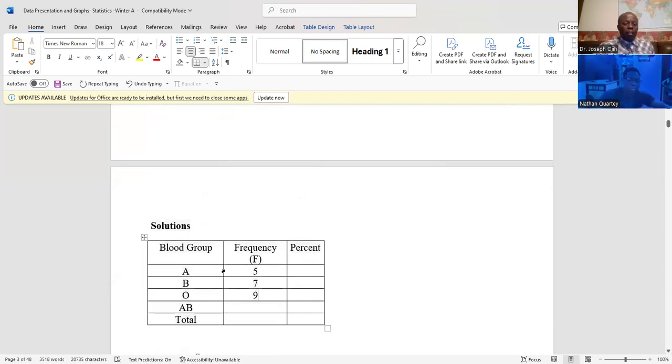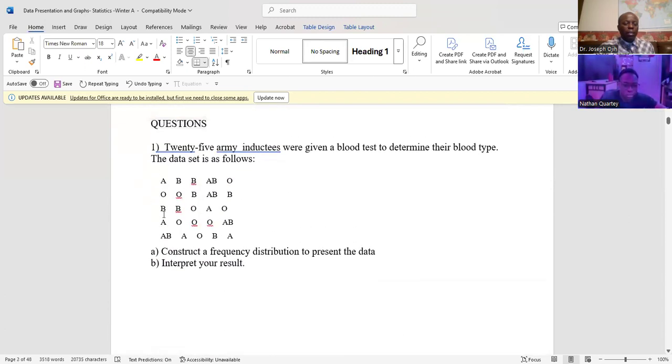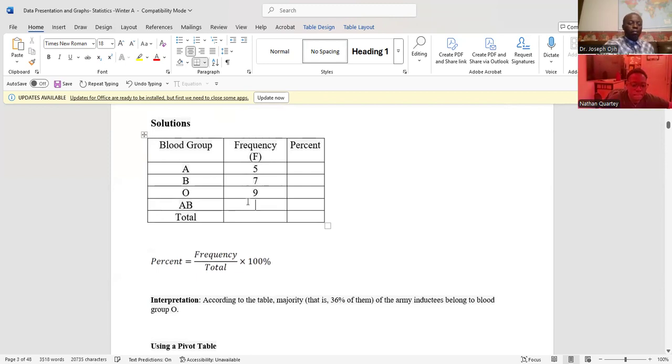For AB, how many of them? 1, 2, 3, 4. Let me count again. 1, 2, 3, 4. Put 4 right there. So you can add them up.